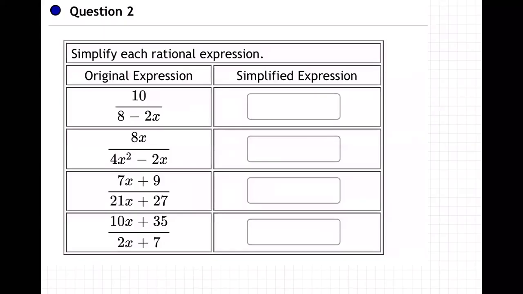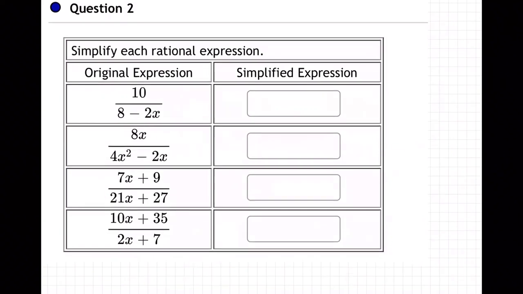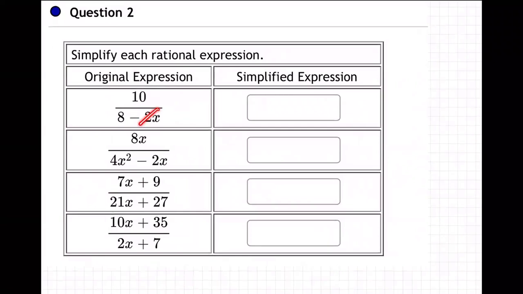So on this one, we've got an original expression and we want to simplify it. Okay, well, how are we going to simplify it? Here's the deal. You might think that you can come on in here and go, well, 2 goes into 10 5 times, but that's actually illegal. It's against the math laws.